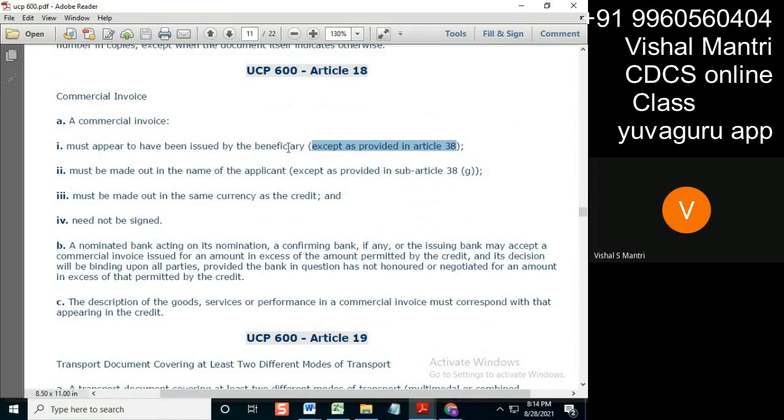In that case, the beneficiary will be the second beneficiary. So he will issue the document, insurance document, invoice document. Okay. So he may issue. Of course, there are certain provisions to it. We'll discuss it when we pass through Article 38. Okay. Because this first beneficiary always has a right to replace these documents of the second beneficiary.